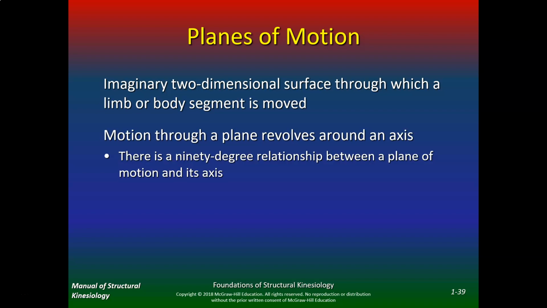So imagine planes as an imaginary two-dimensional surface through which a limb or body segment is moved. Now, motion through a plane revolves around an axis. So on the test, make sure you know the difference between an axis and a plane. There's a 90-degree relationship between a plane of motion and its axis. It's easy to get these questions wrong on the quiz, so spend some time on this part.